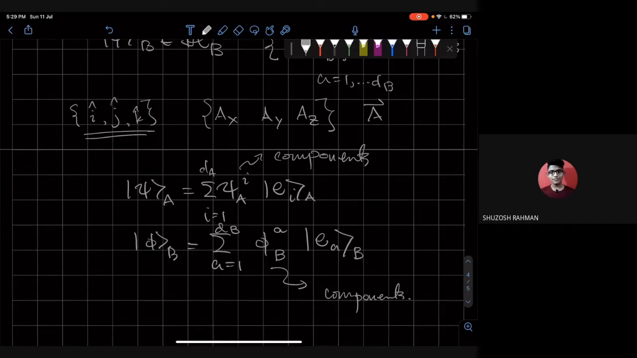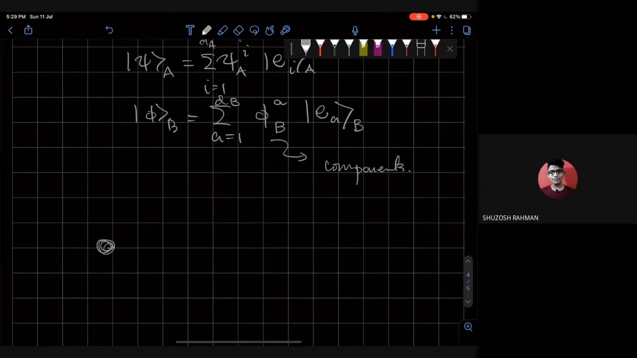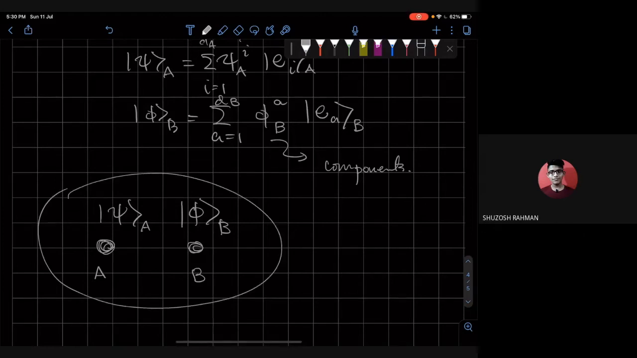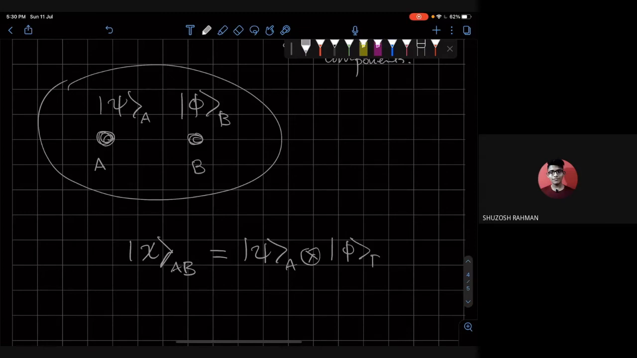All right. So the question now is, what will be the tensor product of these two states? Suppose that I have one system, system A, in some state psi_A, and another system which is in state phi_B. Now, what is the combined state? Let's call the combined state chi_AB, and it's given by the tensor product of psi_A and phi_B.